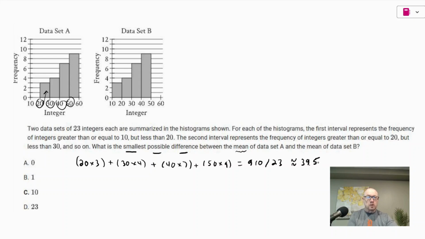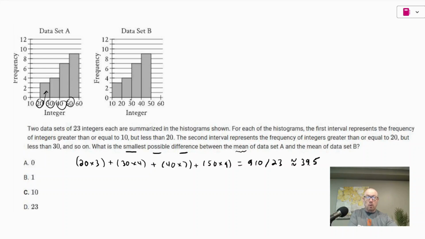All right. So what that is doing is calculating, for example, that there are three data points between 20, including 20, up to 29. So 30 goes to the next bin. It's unlikely, but the smallest possible scenario would be all three of the data points have the value of 20. Same thing for the next bin, all four of them are 30. So that would be the lowest mean I can get out of data set A.